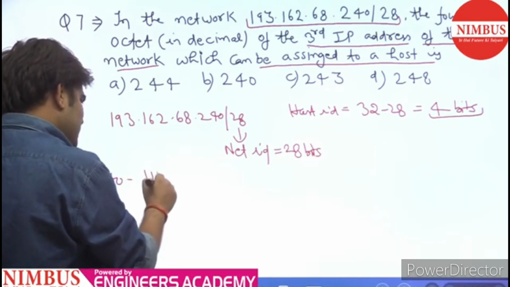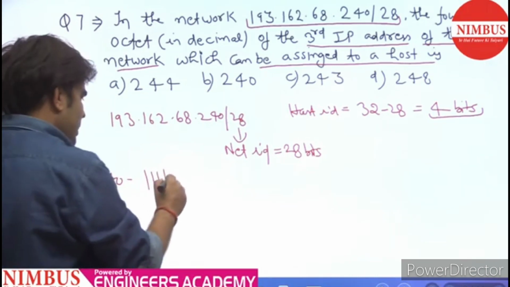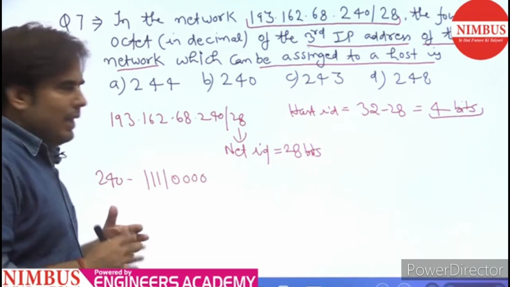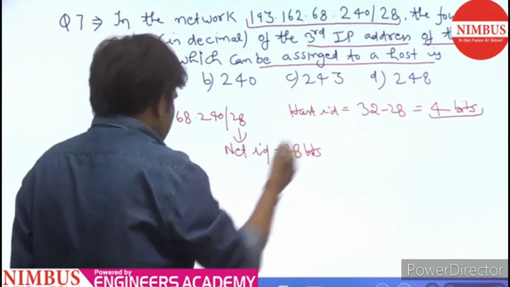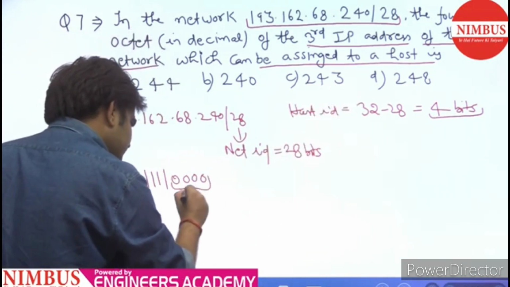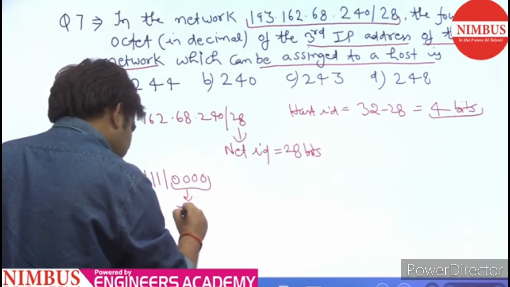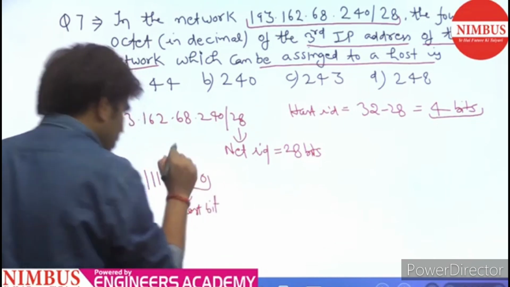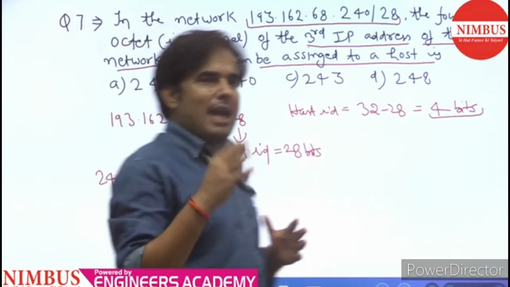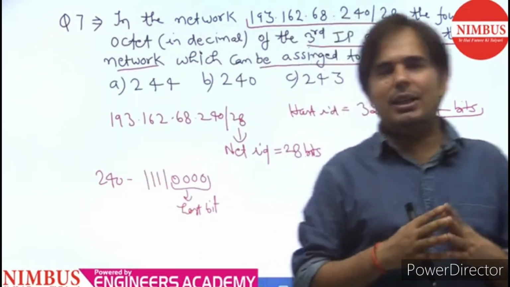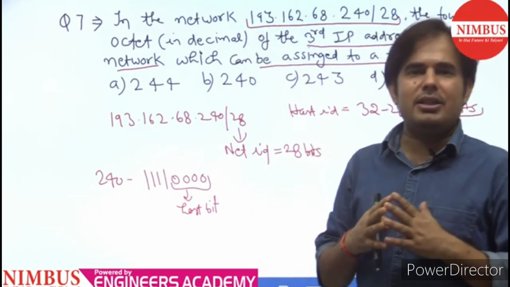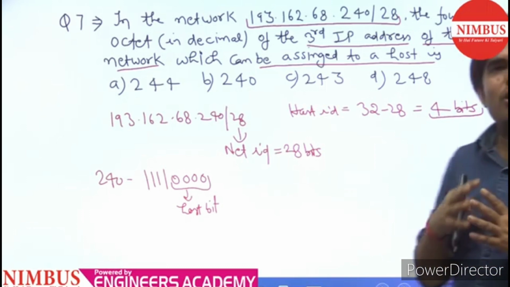When you put the first 4 bits as 1 and the remaining 4 bits as 0, this will give you 240. Understand? So how many bits do we have here for the host? These are the host bits. To calculate the IP addresses that we can assign to a host in classless IP addressing, we need to make a combination.